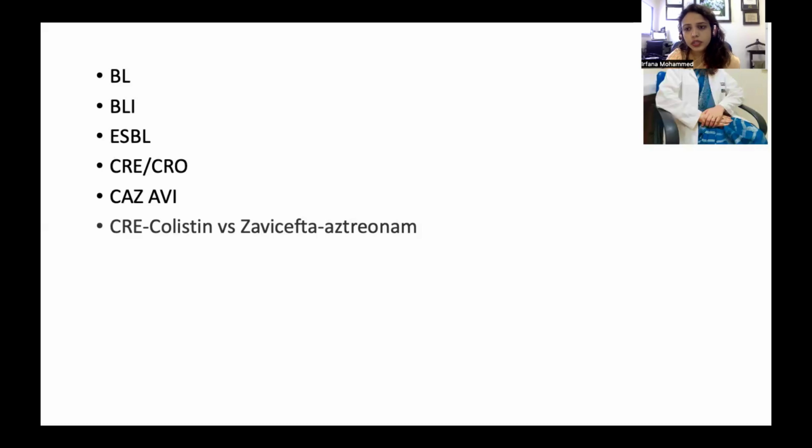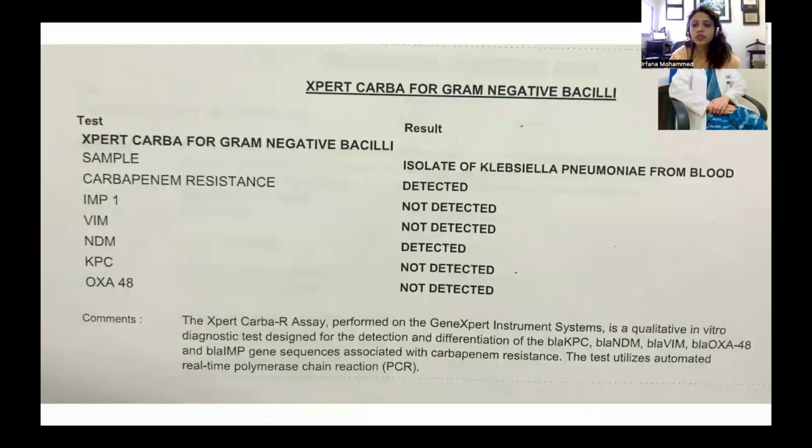And also recently, it was seen that E. coli has PBP3 inserts, penicillin binding protein 3 inserts, which have caused resistance to ceftazidime avibactam and aztreonam. So that's why we have to see something more to decide whether we can use this combination or not. So whenever you see a patient with a carbapenem resistant organism like E. coli, Klebsiella, Pseudomonas, you can send a Carba panel for carbapenemase resistance.